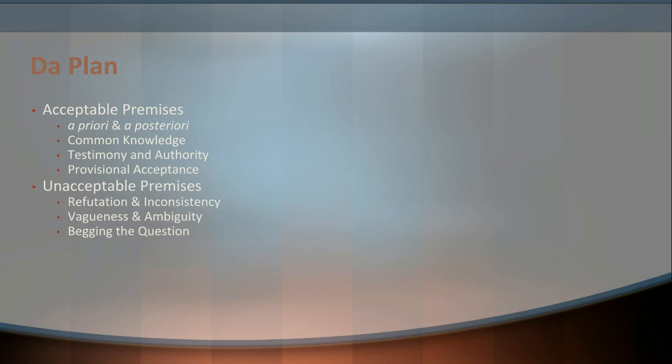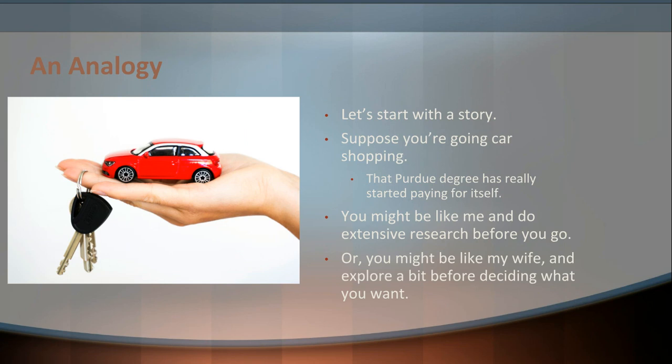So we're just going to take these two in turn. We're going to run down the list of a few different features and situations in which premises are acceptable or unacceptable, and talk a little bit about what those conditions mean. So let's start off with a little bit more of a story, an analogy, to sort of illustrate the kind of thing that we're doing with this whole process.